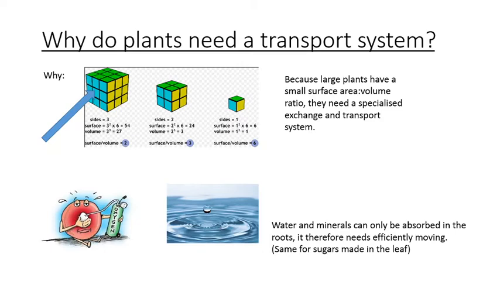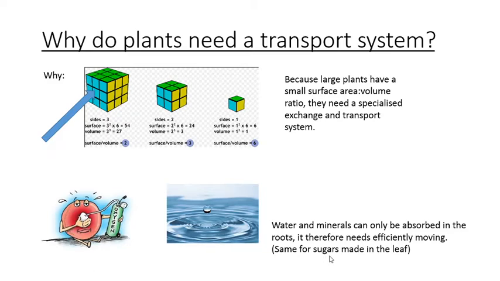So when you're dealing with the average size plant, which may only be a metre or so tall, again, that's still a metre to move. But think if you're dealing with proper large trees, some trees can be like 100 metres tall. That means we're going to have some sort of significant transport system.